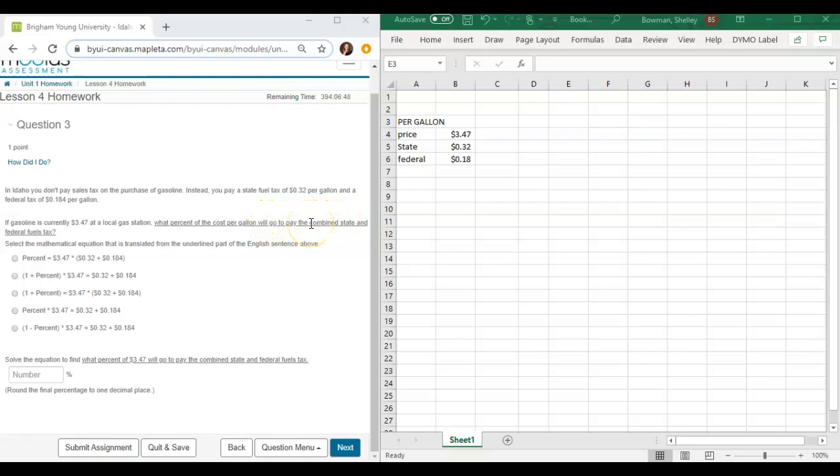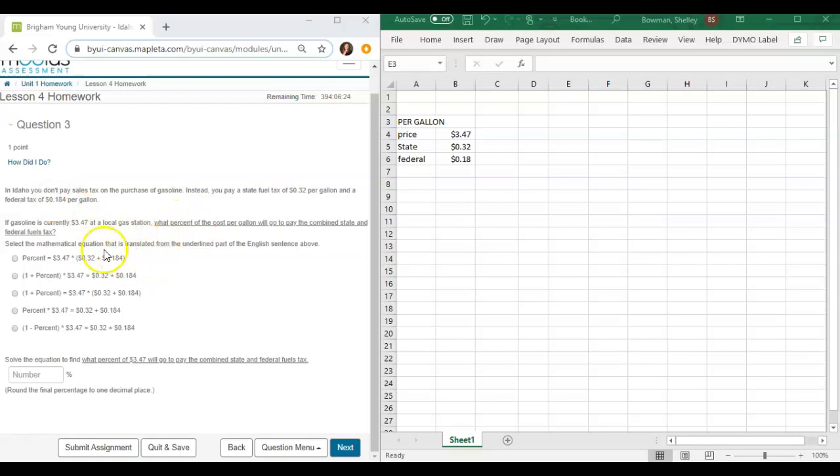To pay the combined. Here's another kind of variation of the word sum, because we're combining state and federal fuels tax. So we're going to be adding state and federal, which was also given to us, of 32 cents and the 18.4 cents. So let's go see which of these equations match with that.